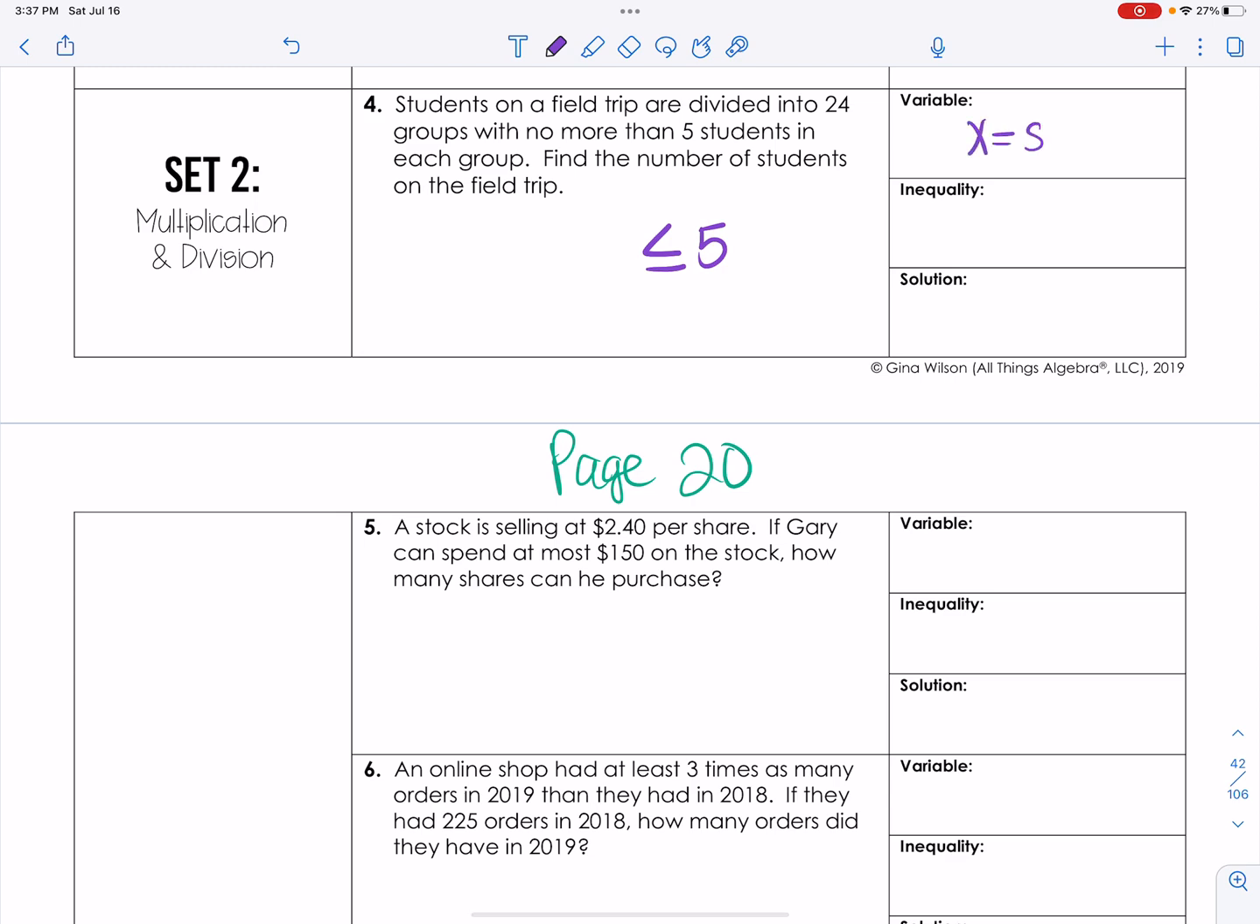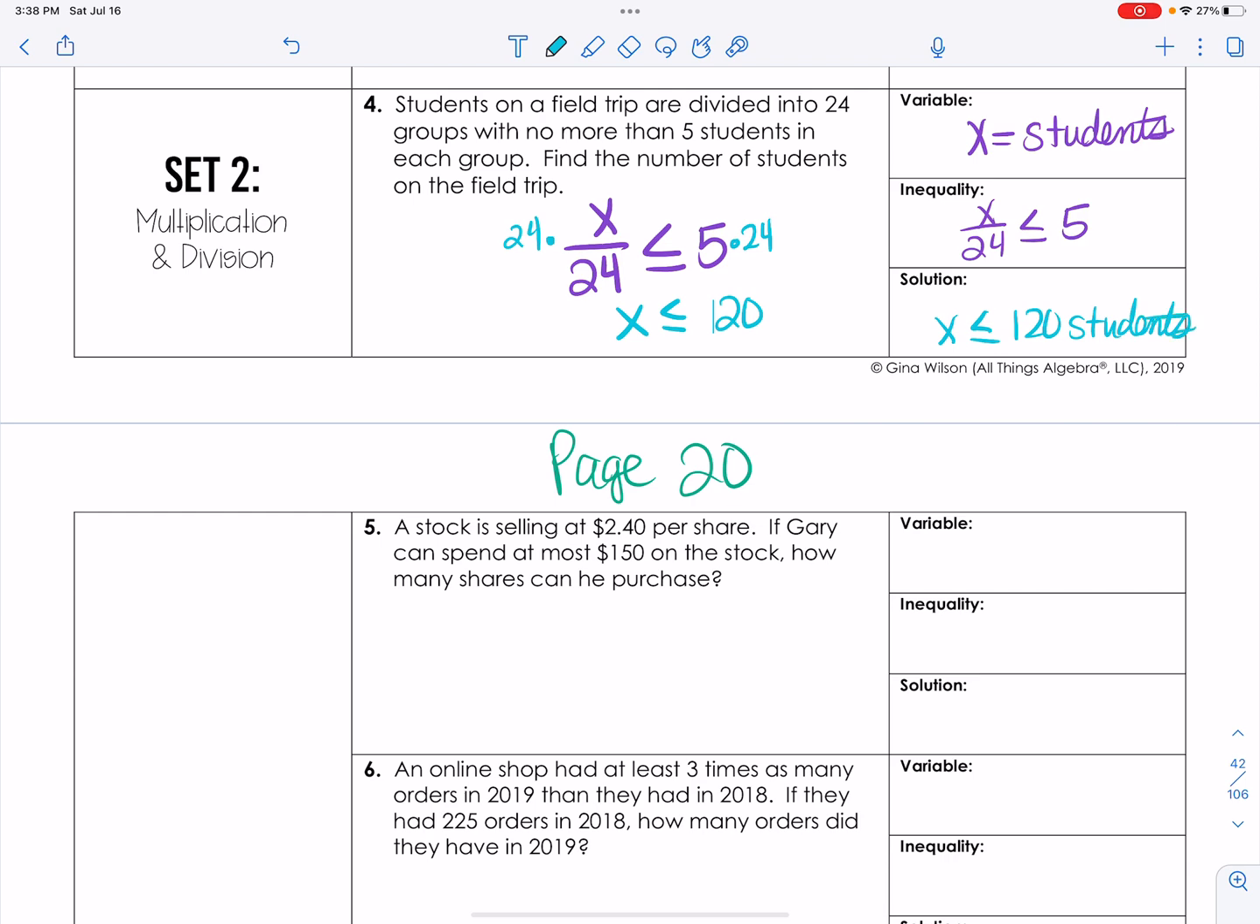So X is going to be our total students on the field trip, and they're taking that and dividing it into 24 groups. So my inequality is going to be X over 24 is less than or equal to 5, because there's got to be no more than 5 kids. So it could equal 5. I'm going to solve this with the opposite operation. I'm going to multiply by 24. And so X is less than or equal to 24 times 5, which is 120. So I have to have no more than 120 students or this will not work. Okay.